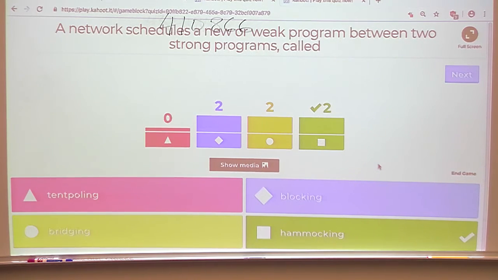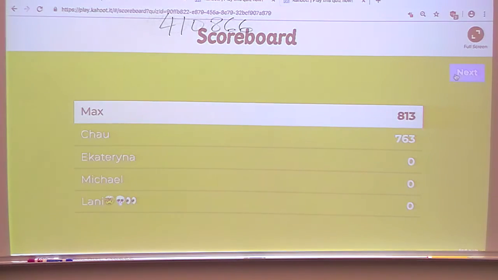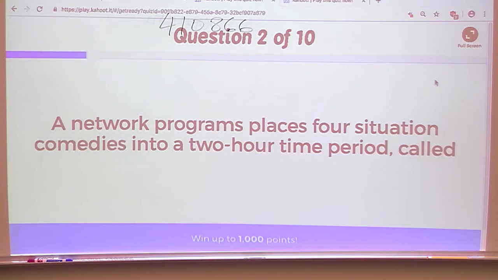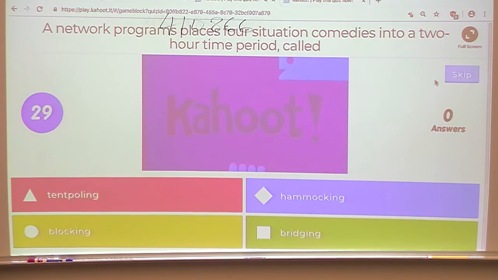If you look at it this way, we've got 2 strong programs that are highly rated. This is kind of like good ratings. And a weak program, which is a little lower rated, and the picture that we draw in our mind looks like a hammock, because the weak program is situated between two strong programs. The idea being that you can boost the ratings of the weak program by putting it between two strong programs during prime time.